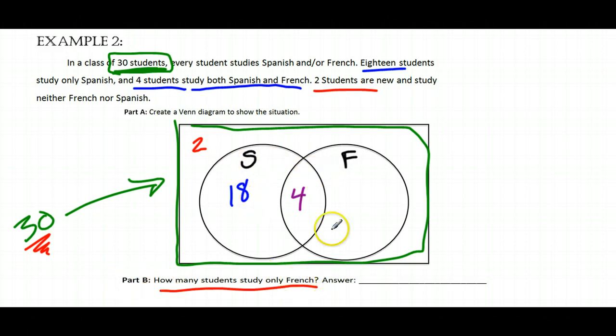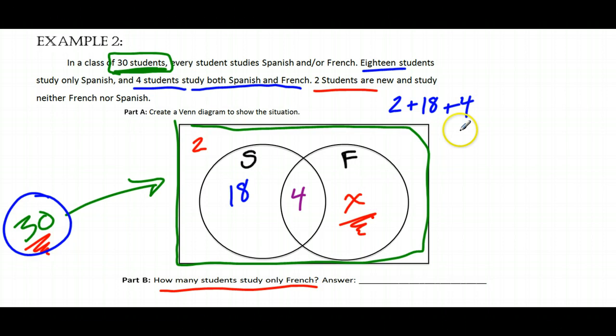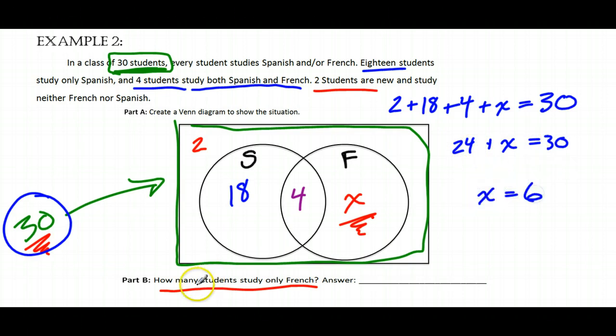How many students study only French? So we're looking for how many students are in here that only study French. Well, I know that all of these items have to add up to our universe of 30 students. So I can say 2 plus 18 plus 4 plus x has to equal 30, my universe. 2 plus 18 is 20, plus 4 is 24, plus x equals 30. If I subtract 24 from both sides, I get x equals 6. So how many students study only French? That would be 6.